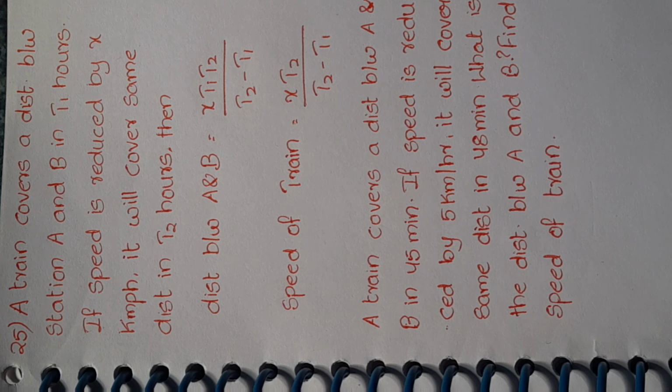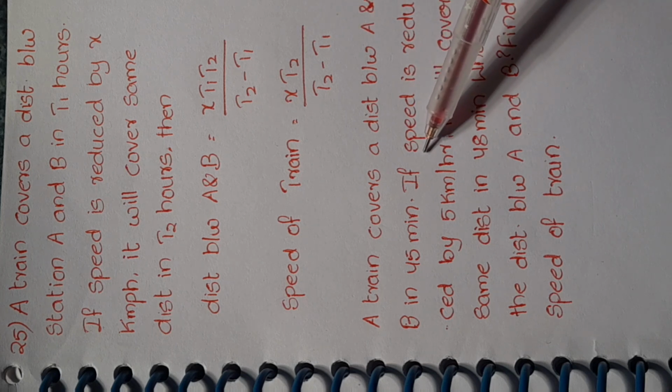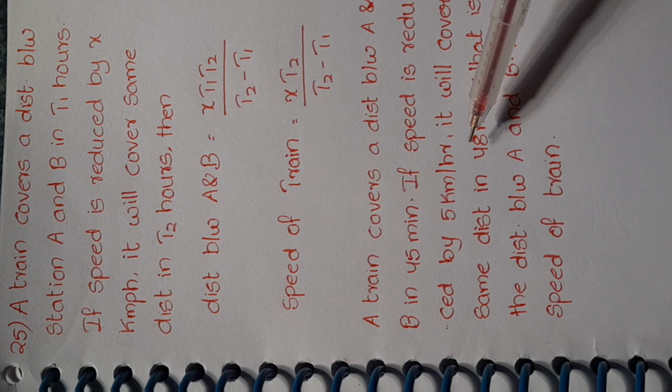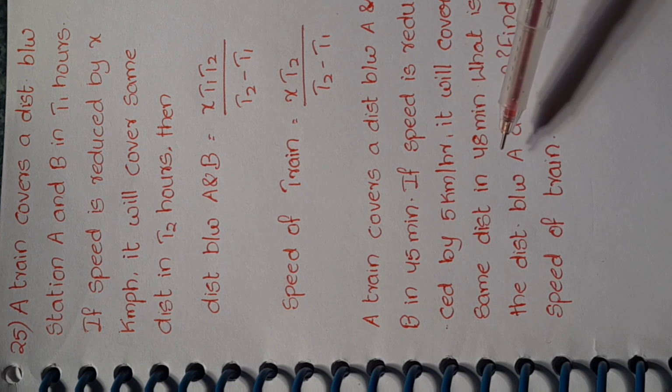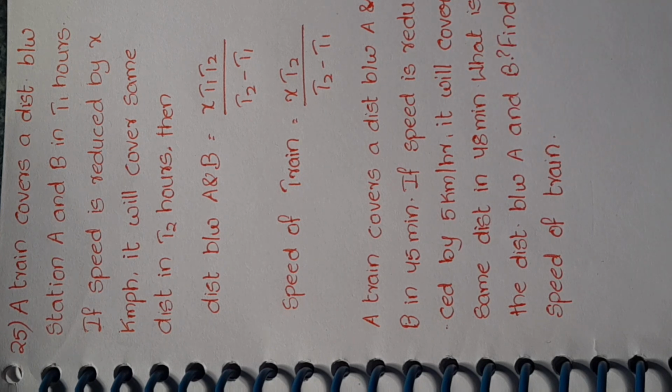Let us see a question. A train covers a distance between A and B in 45 minutes. If speed is reduced by 5 km per hour, it will cover the same distance in 48 minutes. What is the distance between A and B? Find the speed of the train.